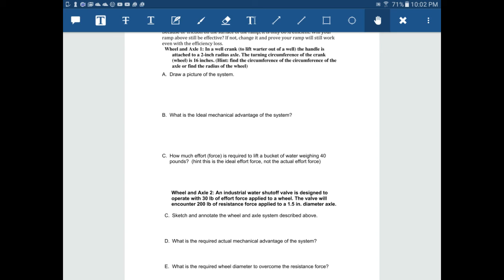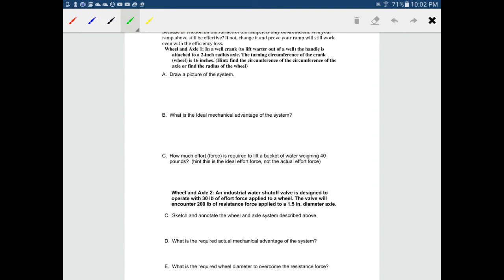In a well crank, the handle is attached to a 2-inch radius axle. Okay, so let's do some highlighting here. We'll grab our green. So we have a 2-inch radius axle. The turning circumference of the crank wheel is 16 inches. Okay. And find the circumference of the axle, or the radius of the wheel. Okay. So first thing we got to do is let's draw a picture of the system, figure out what's going on here.